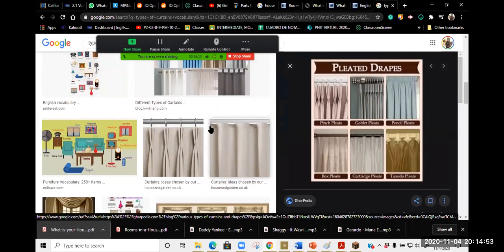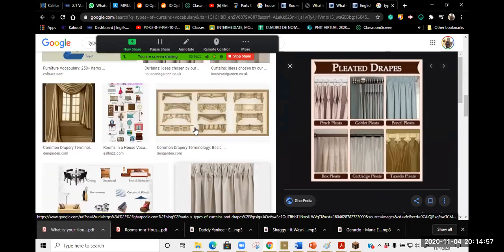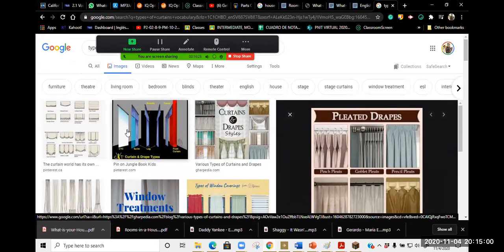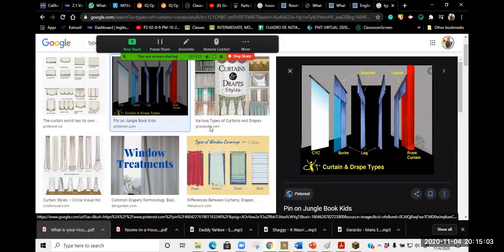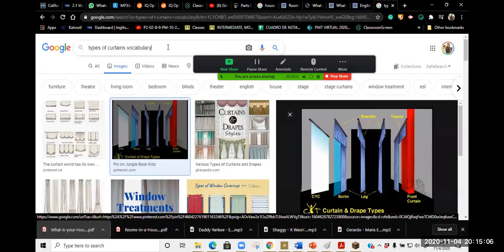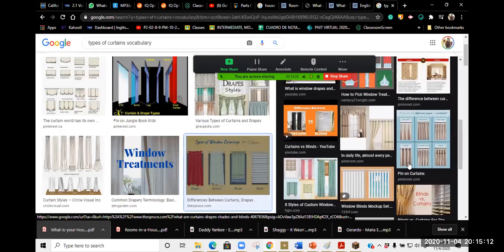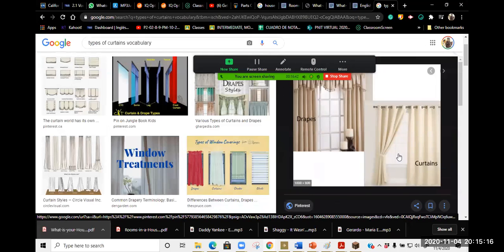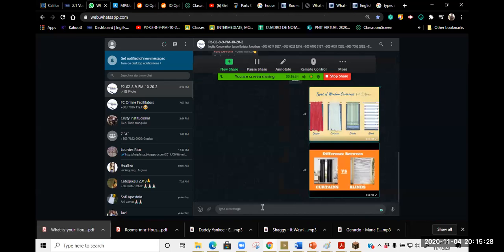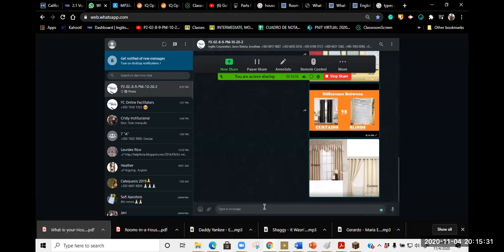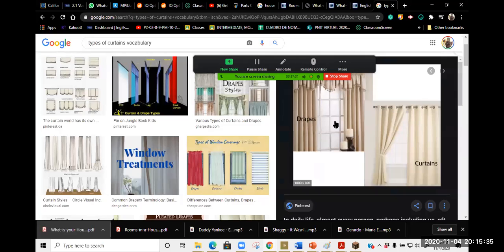Let me see if I find another picture too, for you to have a better idea. I knew I had another one. Maybe here. I had another picture that I wanted to show you. Okay, this one. Okay, see? And drapes and curtains. So see, the drapes are more like fancy, son blackouts, y las curtains pueden ser como más transparentes. I'll send you this image so you have a better idea. Y los detalles también. If you see, drapes have like many details y las curtains son like plain.